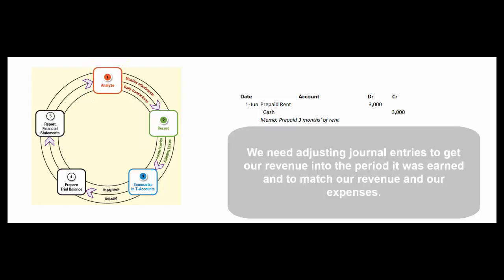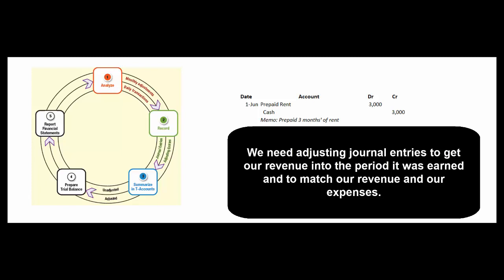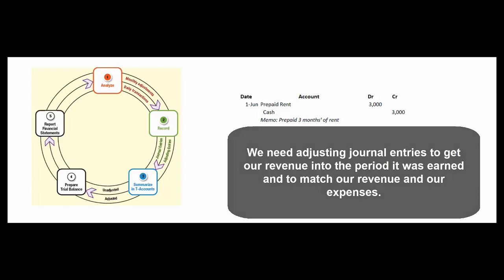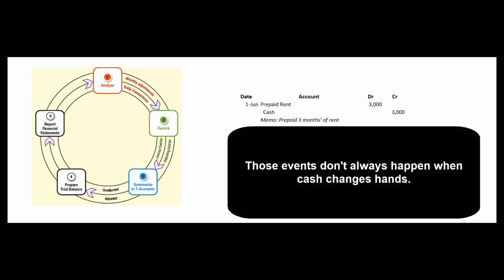The reason we need adjusting journal entries is because we want to book revenue when it's earned, when we've satisfied performance obligations, and we want to book expenses that match when that revenue is earned. And those things don't always happen when cash changes hands.